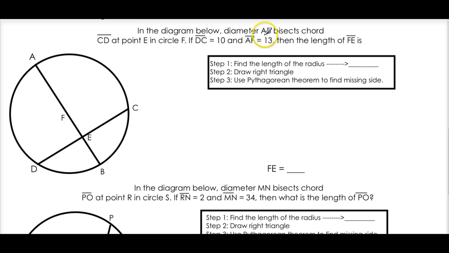All right, in the diagram below, the diameter AB bisects chord CD. So this whole diameter bisects chord CD. So it actually cuts it in half.